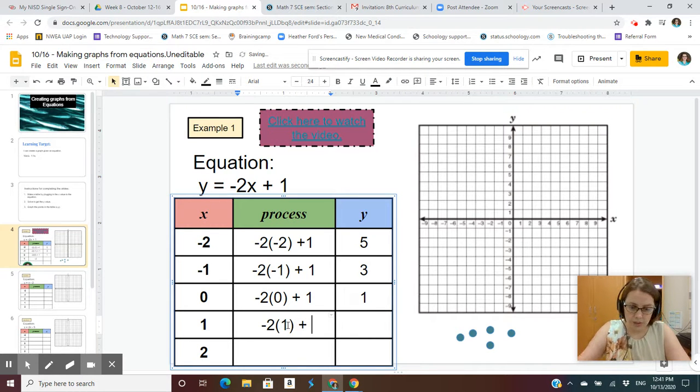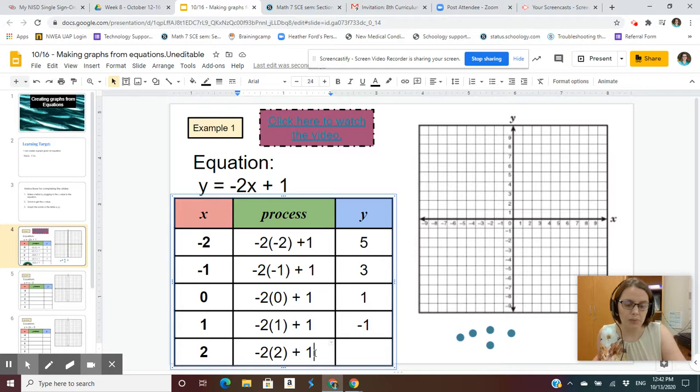Here we go again, plus 1. And negative 2 times 1 is a negative 2, plus 1 is... Oh no, excuse me, I just messed that up. Negative 2 plus 1 is negative 1. Here we go again. Negative 2, parentheses, 2, close parentheses, plus 1. Negative 2 times 2 is negative 4. And negative 4 plus 1, different sign subtracts, becomes negative 3.